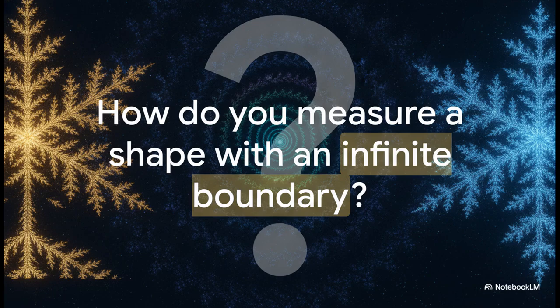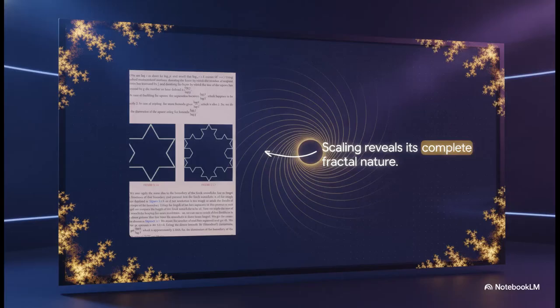With our tree, the branches just got smaller and smaller. But with a shape like the snowflake that keeps growing smaller triangles on its edges infinitely, the perimeter effectively becomes infinitely fuzzy. Take a close look at the Koch snowflake right here.